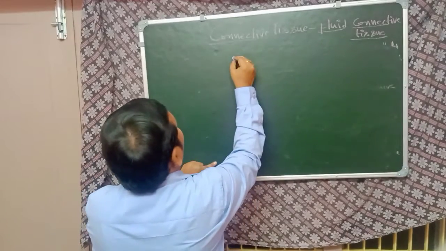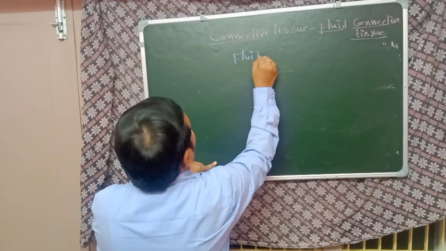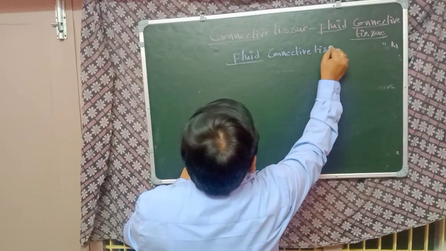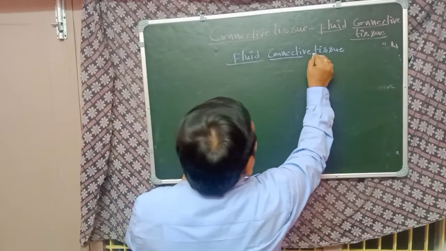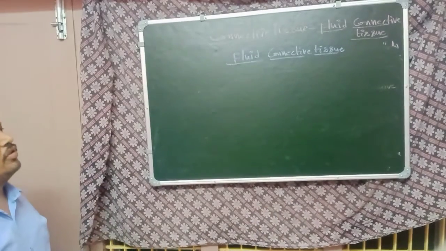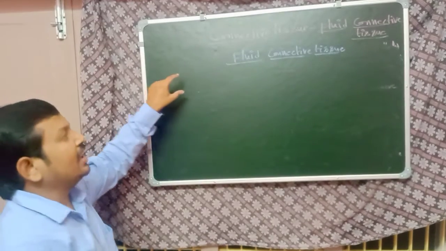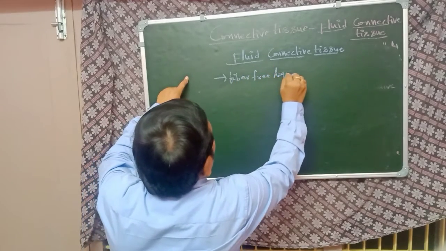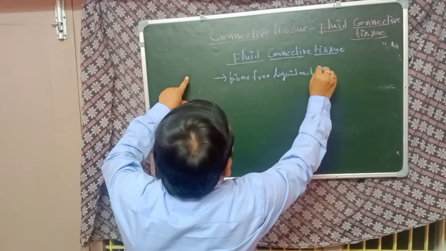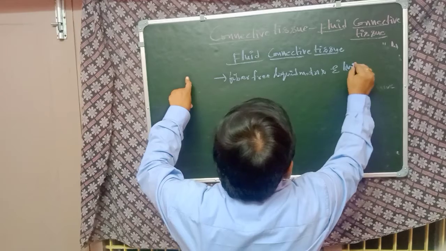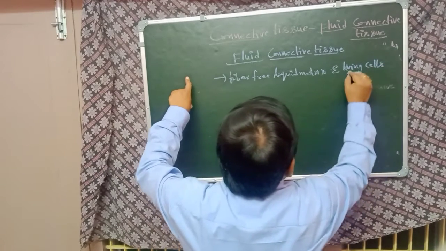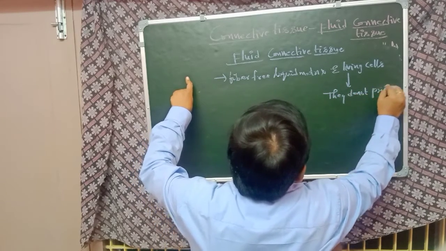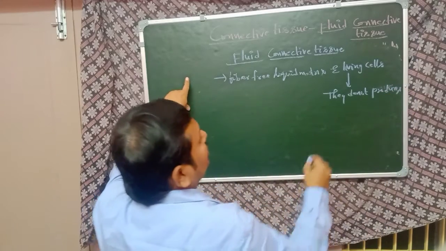That is fluid connective tissue. The fluid connective tissue consists of a fiber-free liquid matrix and the living cells. The living cells do not produce matrix.